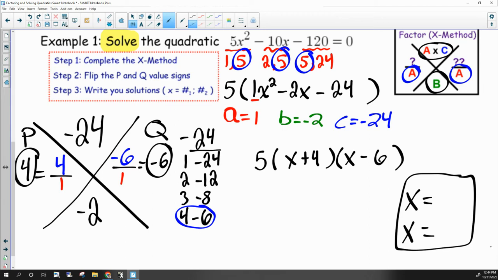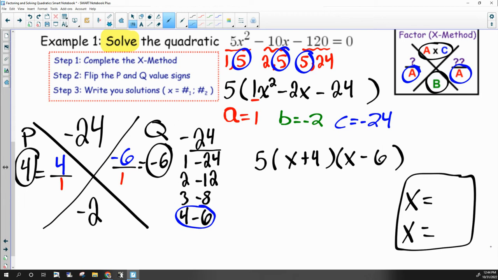When I'm asking you to solve a quadratic, I'm asking what numbers make this whole thing 0? If I plug in 4 for x, 4 plus 4 is 8. That's not 0. What would you have to plug in for x to make it 0? -4. What would you have to plug in for x in the second bracket to make it 0?